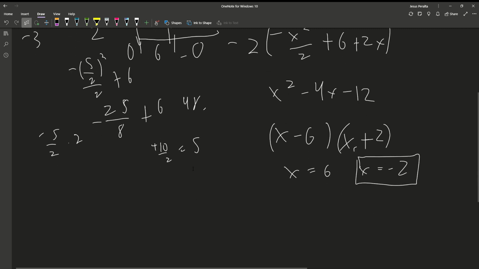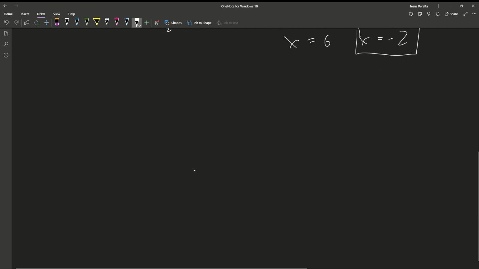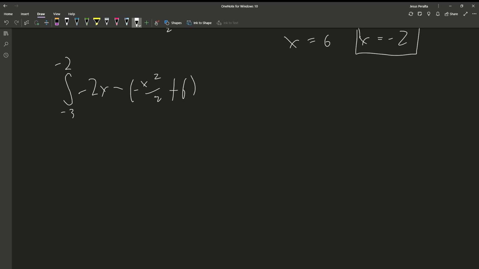So then afterward, our first integral is from negative 3 to negative 2, and we're going to take our first equation, which was negative 2x, and subtract the bottom one, which is negative x squared over 2 plus 6, dx, plus the other integral, from negative 2 to 2 of negative x squared over 2 plus 6 minus negative 2x, dx.